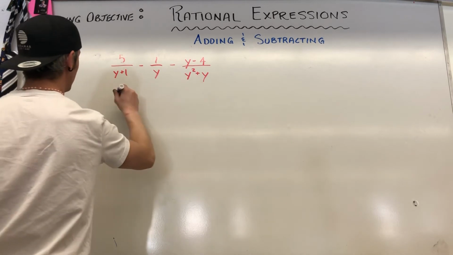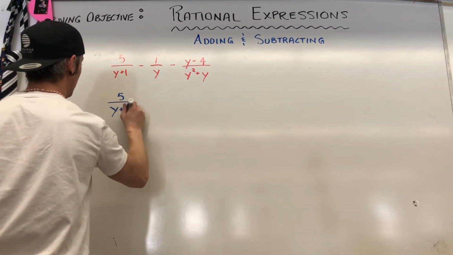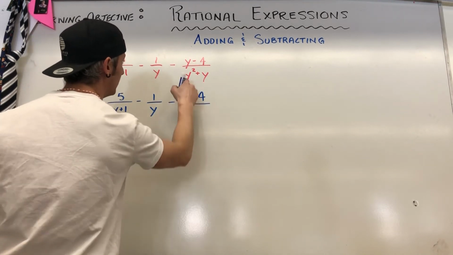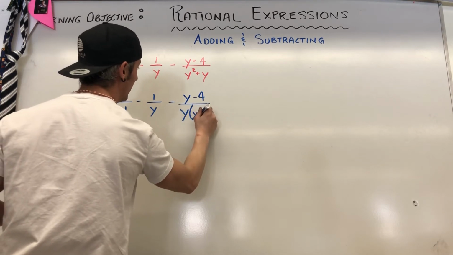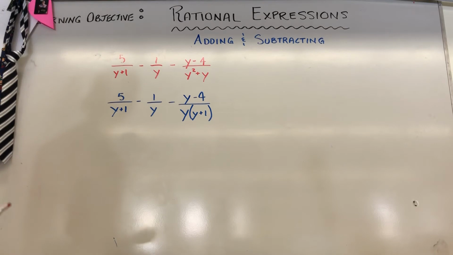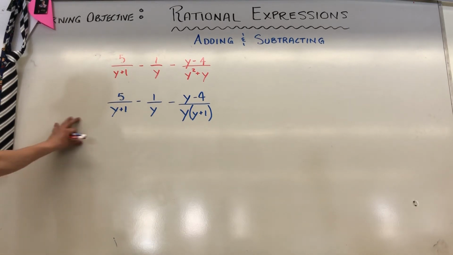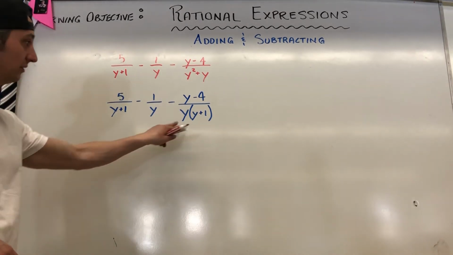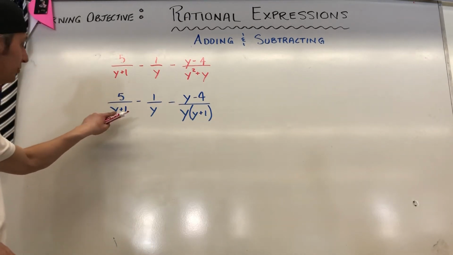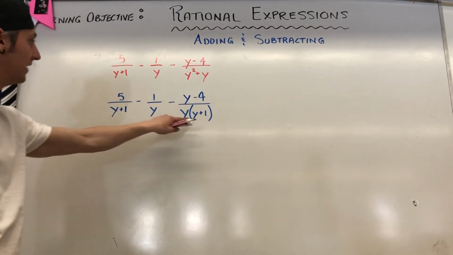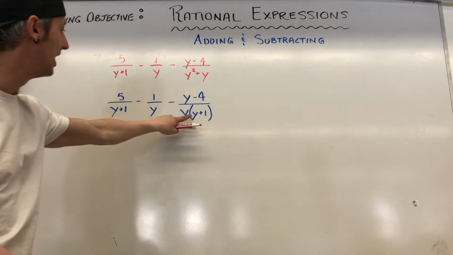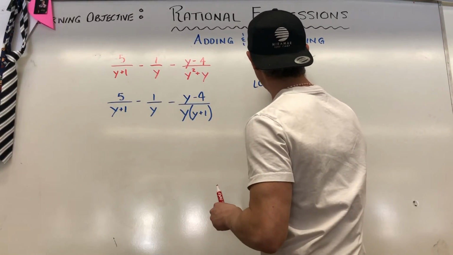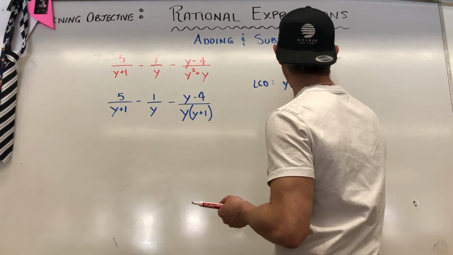So if I factored that guy, I could rewrite this expression as y, and then I can pull out the y, and it becomes a y plus 1. Okay? So, my lowest common denominator here is y times y plus 1. Because if I multiply this by y plus 1, I'm going to get that denominator. If I multiply that by y, I'm going to get that common denominator. So my common denominator, my LCD I'll call it, even though it's not necessarily the lowest, is y times y plus 1.